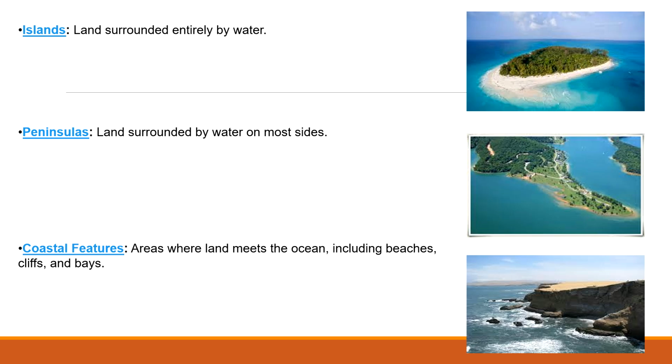Next are the coastal features. These are the areas where land meets the ocean, including beaches, cliffs, and bays. You might have heard about different beaches or bays like the Bay of Bengal. Beaches are also very famous for vacations. These are simply lands that are attached to water bodies. I hope this is again clear from the given picture.